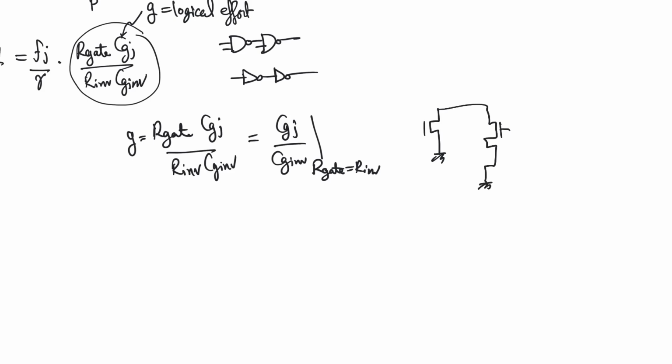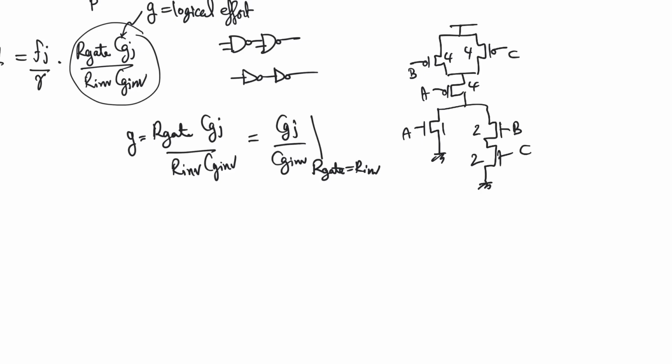So let's take an example, and let's just do this logic gate. This logic gate does the function A plus BC all bar. And what's happening here is that we're going to size this gate first so that it has resistance equal to the unit inverter. So 1, 2, 2, and all 4s in the pull-up network. And then we're going to calculate G as the ratio of input capacitance.